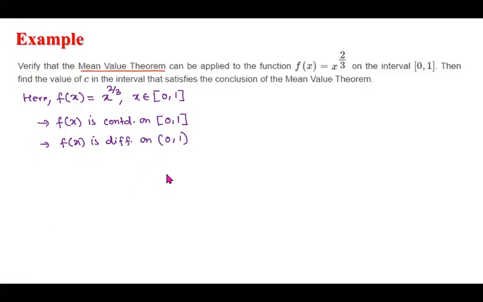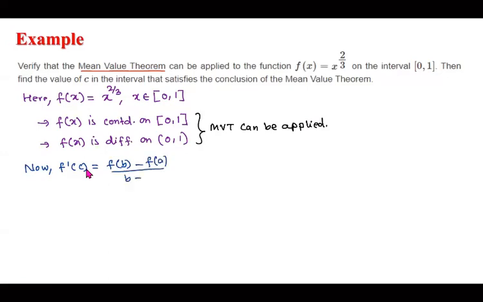The meaning of that is, if these two conditions are true, then the mean value theorem can be applied. So we can apply the mean value theorem once these two conditions are true. Let's see how we can use it. The mean value theorem says the derivative of the function at c is equal to f of b minus f of a over b minus a.